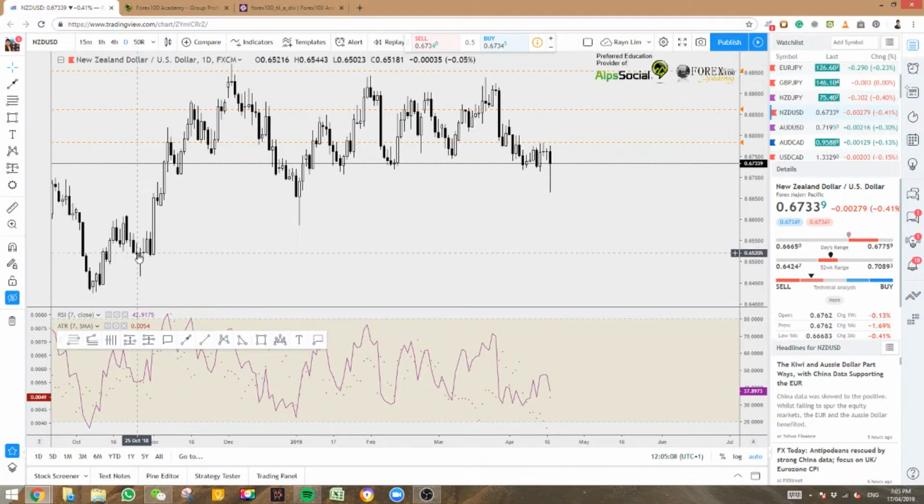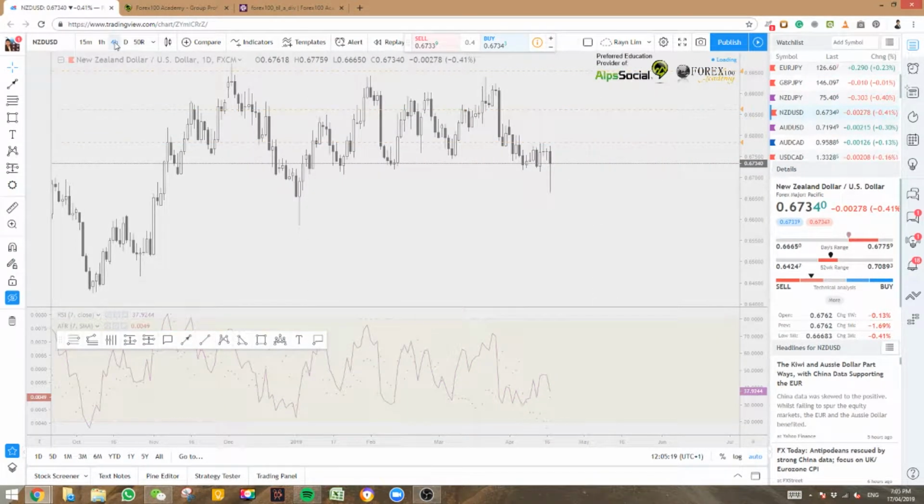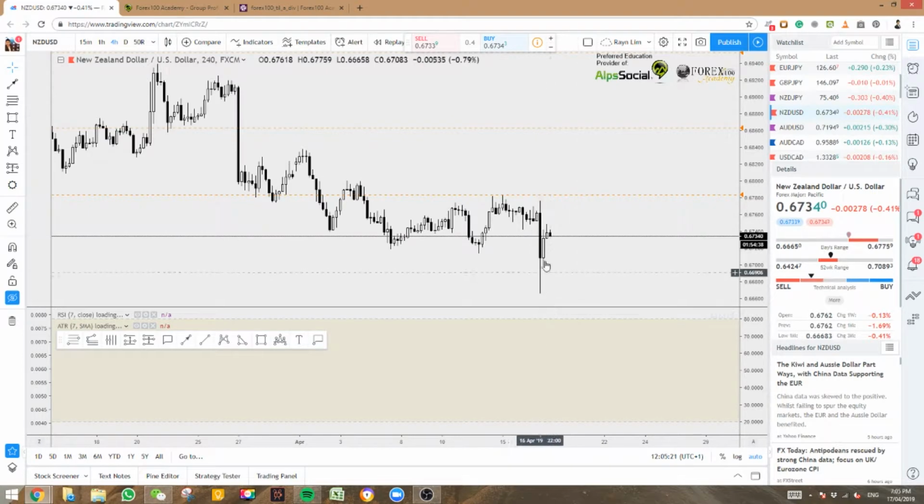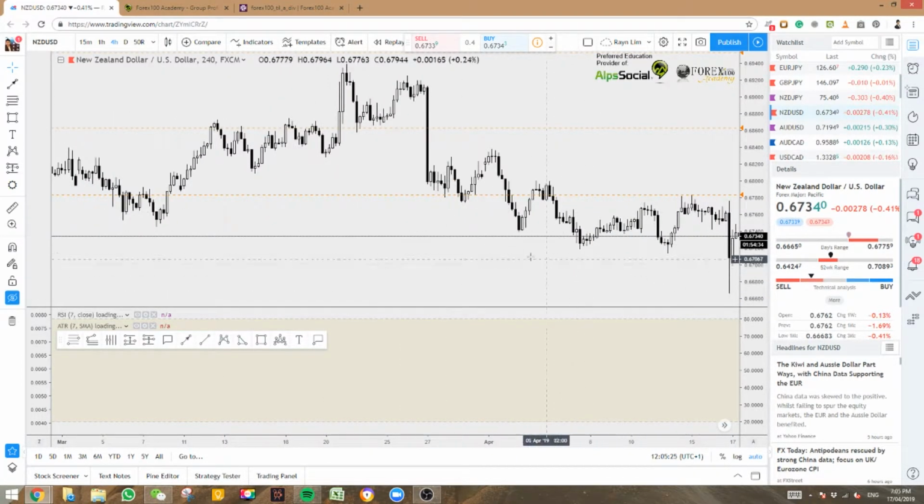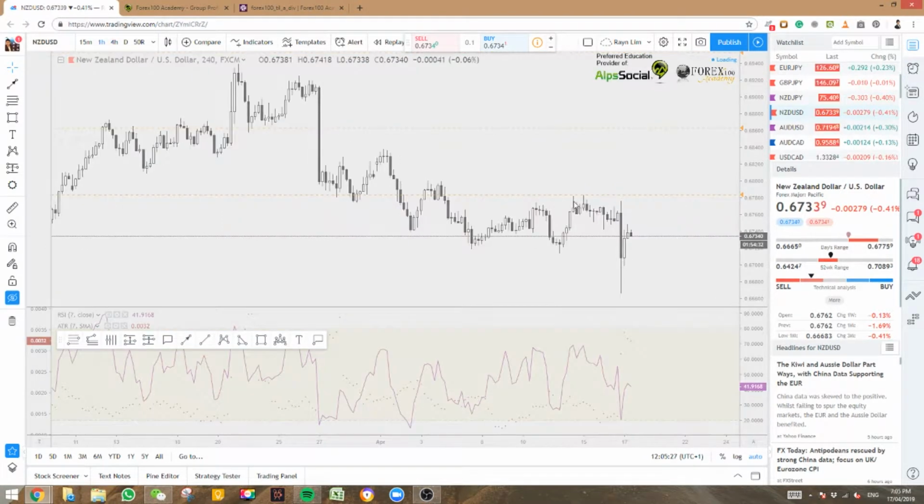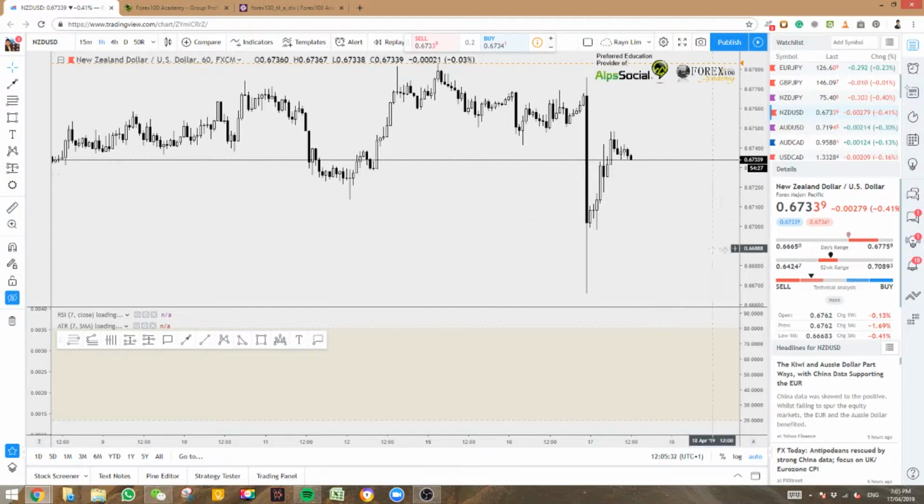So on the daily chart, New Zealand dollar, this is what I have. Excuse me. Uptrend followed by a consolidation. Then this is the 4-hour chart that will give a suggestion of a shorting opportunity. Head down to the 1-hour chart. Okay, this is what I have.